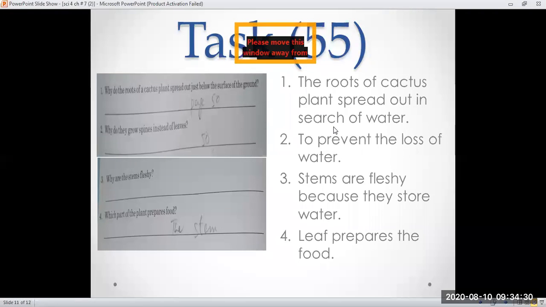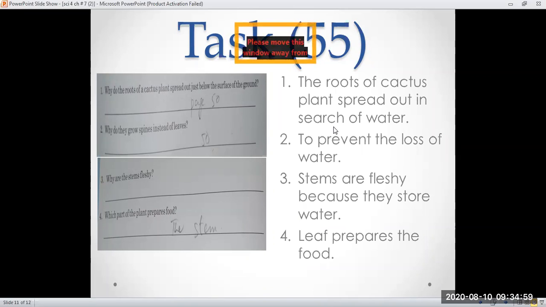Okay. Yes, Zoha. In the fourth question, do we write the stem as the answer, or the leaf prepares the food? Here is a mistake by myself. You are not going to write down the leaf. You are going to write down the stem. Here is a mistake in typing. Okay.